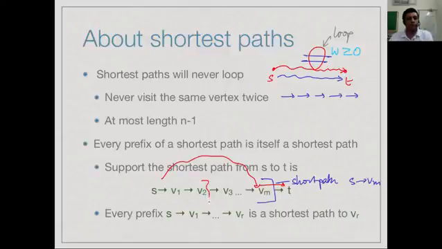And this holds at every point. So again, for example, S to V2, this must be the shortest path, because otherwise if there were a shorter path, then I will take that shorter path and then I will add on this path which I already have, and I will get a shorter path to everything from V3 onwards. So every prefix of a shortest path is itself a shortest path. So these two properties are enough for us to arrive at the Bellman-Ford algorithm for shortest paths in the presence of negative edge weights.